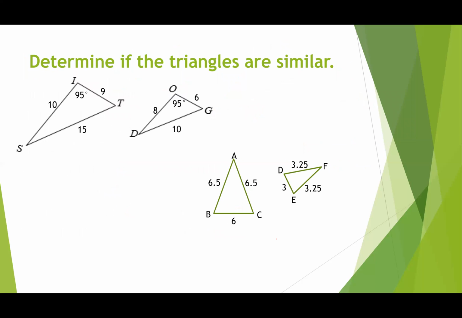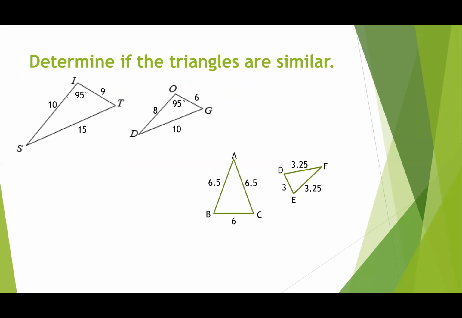Okay, now we're going to determine if these triangles are in fact similar figures. In order to do that, you're going to look at their sides. If all their sides are proportionate, then they're going to be similar. So first thing I'm going to do is match small with small, medium with medium, large with large. You always want to match up your sides first.